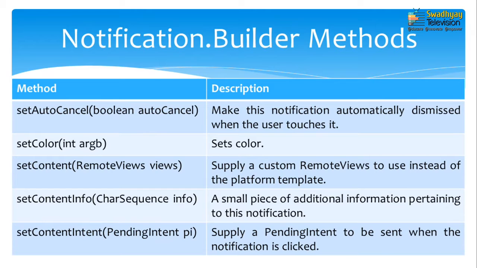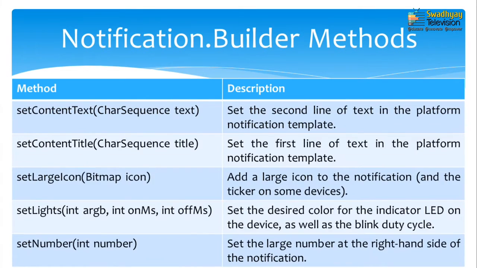Then we have setContent. In setContent we can specify a remote view, which is nothing but one layout which represents a custom notification. So, it supplies a custom remote view to use instead of the platform template. Then we have the setContentInfo method, which takes a character sequence or string as an argument, and it is a small piece of additional information pertaining to this notification. Then we have setContentIntent, which represents your pending intent, and it supplies a pending intent to be sent when the notification is clicked.